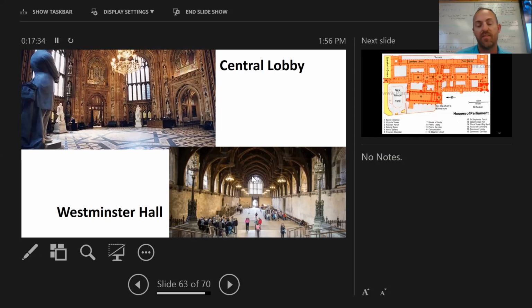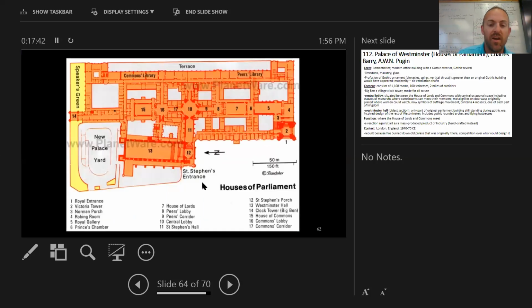So they kept this, and if you ever go there, this is the oldest part of the palace, the only part of the original. Here is the floor plan of the Houses of Parliament. Just so you know where the central lobby is, it's number 10, because it's in the middle. Wow, it's incredible how that works. So that is in the middle there.